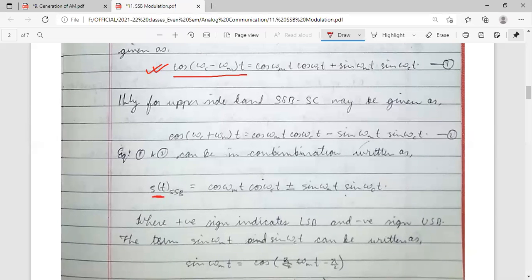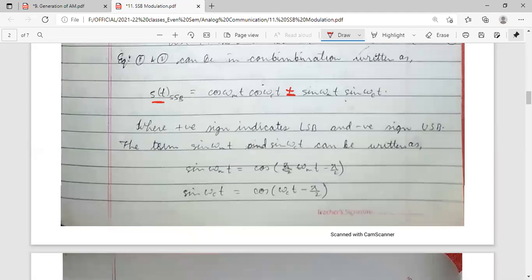s(t) stands for the modulated SSB signal, which is cos ωmt cos ωct plus or minus sin ωmt sin ωct, where the plus sign corresponds to the lower sideband and the minus sign corresponds to the upper sideband, as written here. Now, in this sin ωmt and sin ωct, what we are interested in is getting either the lower sideband or the upper sideband.